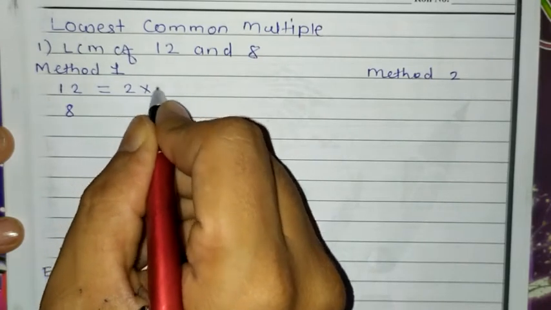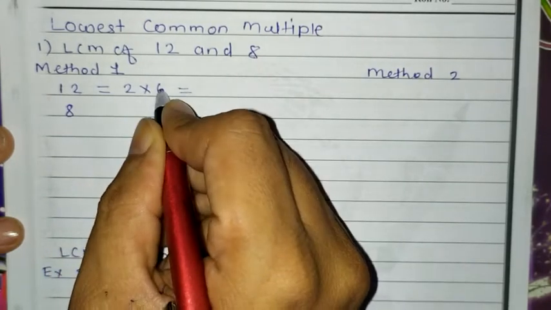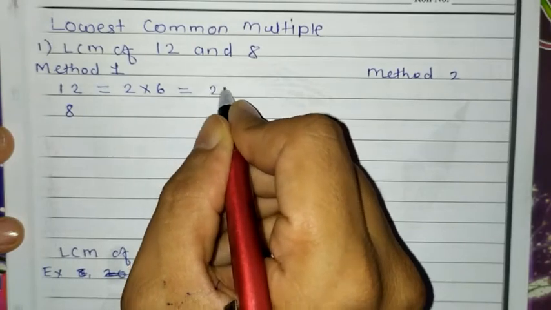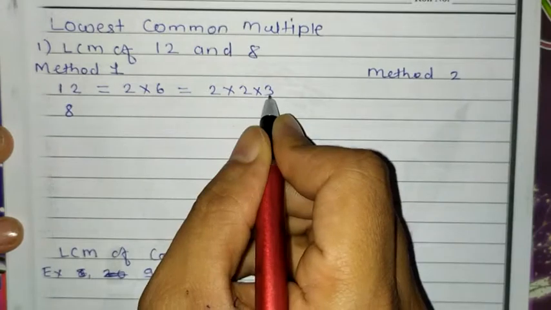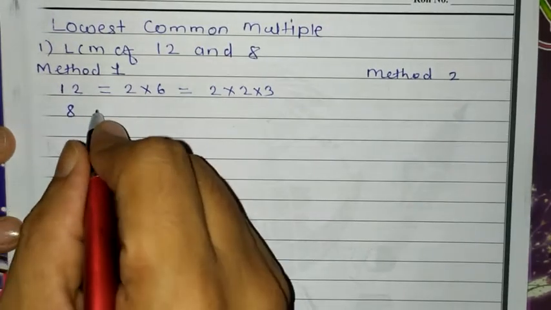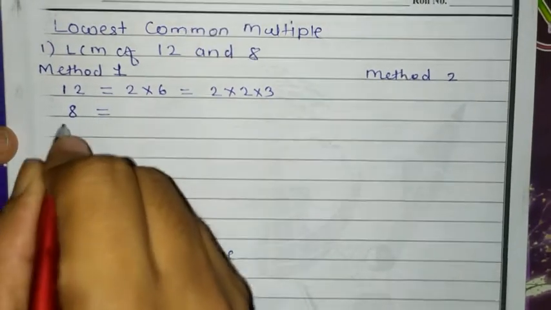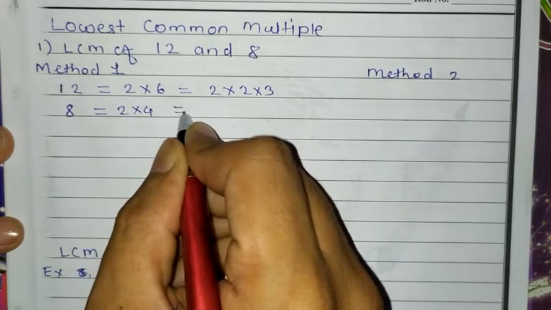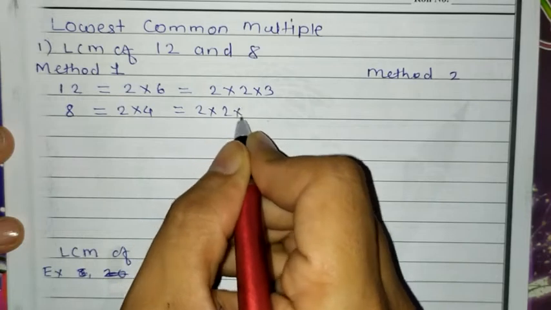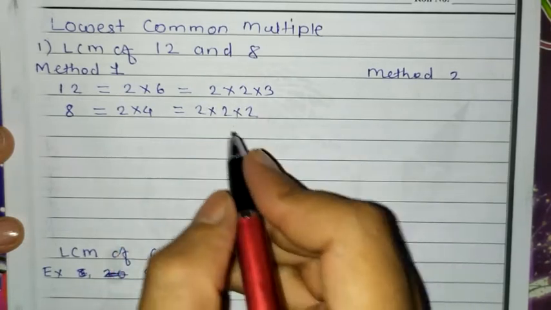So 12 is written as 2 into 6, then further you can divide the 6, so 2 into 3. So these are the prime factorization. Now you can break the 8, so 8 can be written as 2 into 4 and then 2 into 2. So this is the prime factorization.